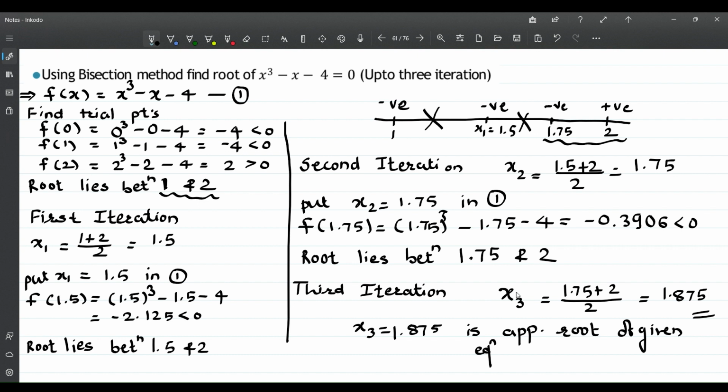Okay. So this example is for 4 marks in the MSBT exam. If there is only the first iteration we have to solve, then there are 2 marks. Up to the second iteration, there are 3 marks. Up to the third iteration, we have 4 marks.